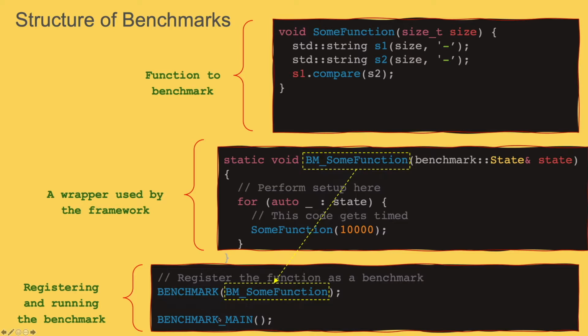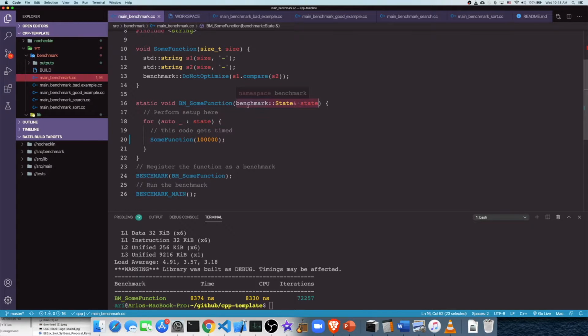This replaces our normal main function in a C++ program. And that's it. That's how you create your benchmark. That's the main structure of Google benchmarks. Now let's briefly talk about this state parameter.